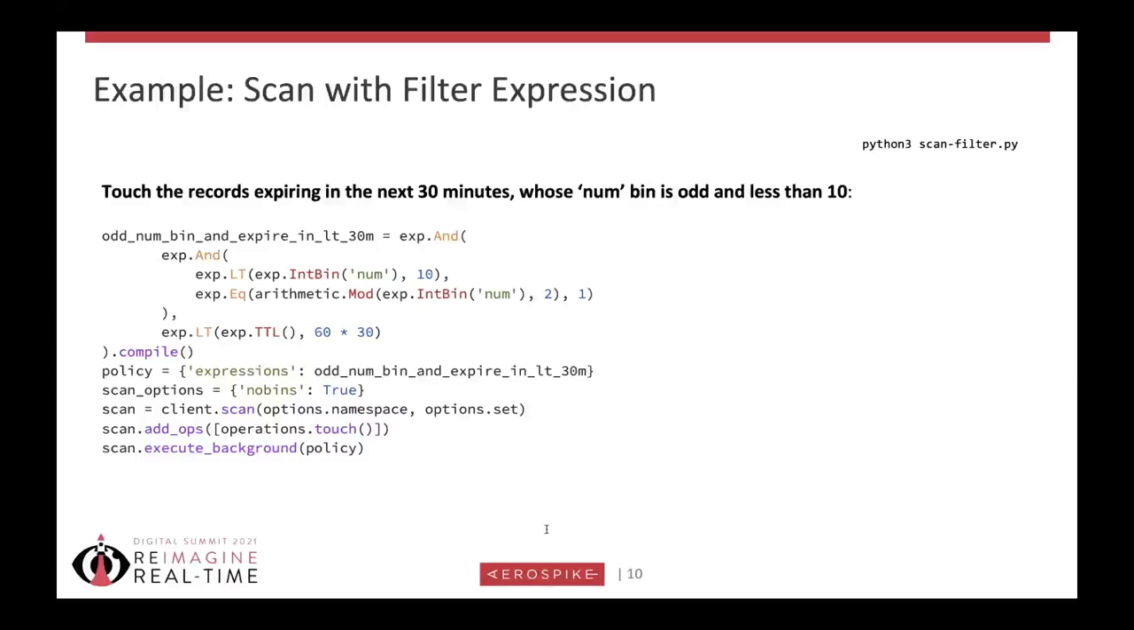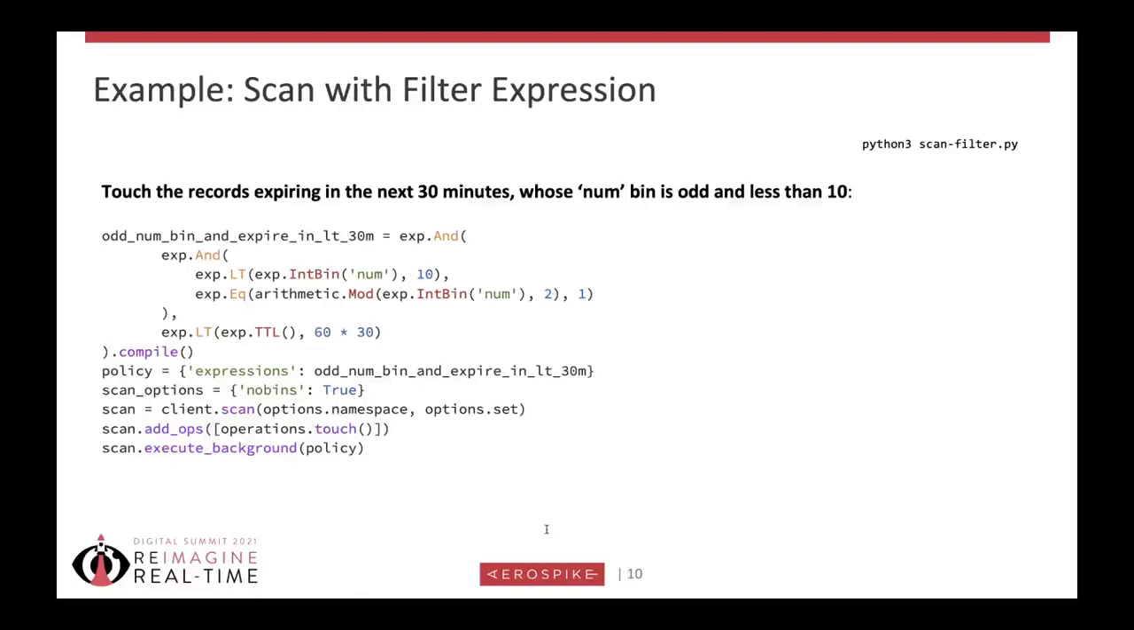We're going to look for an integer bin called num, and then we're going to check that its value is less than 10. We're also going to check, using the arithmetic operation modulo, that its value modulo 2 is equal to 1, so it's odd. And we're also going to check a bit of metadata, which is that the TTL is less than 30 minutes. In this case, the TTL operation expects a value in seconds.